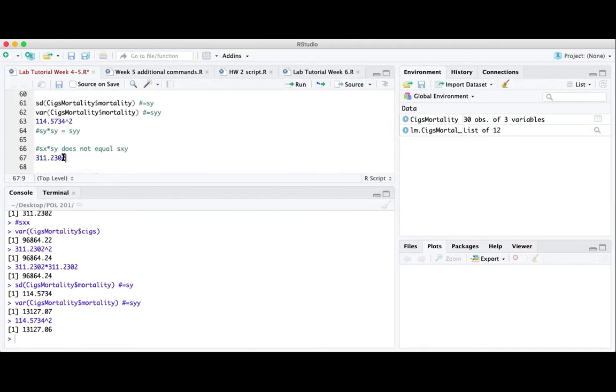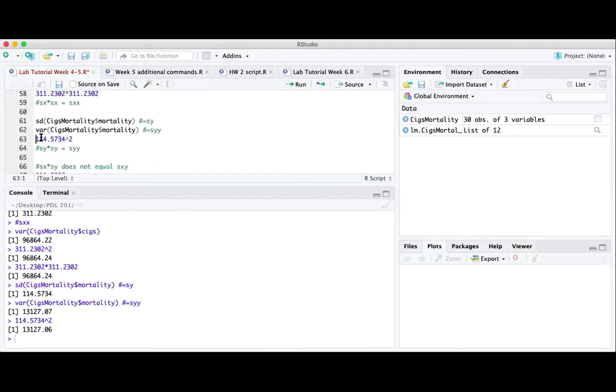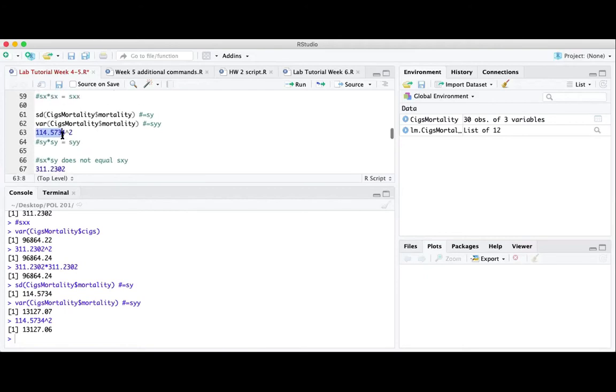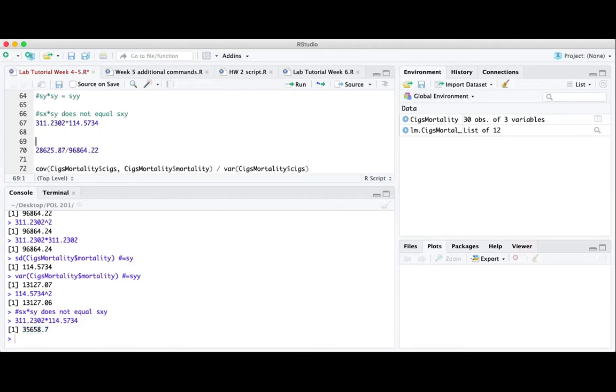I just want the standard deviation, 311. And then SY is 114. SX times SY gives me this number, 35,658. This is what I get when I multiply these two standard deviations.